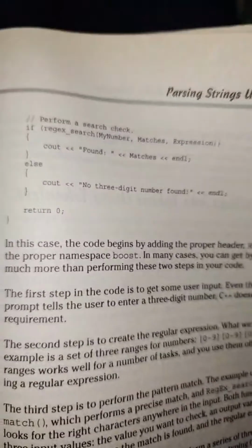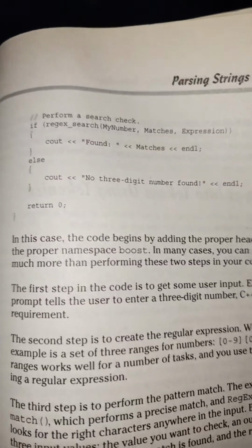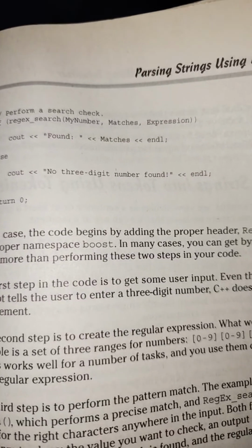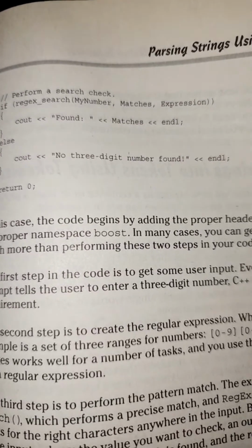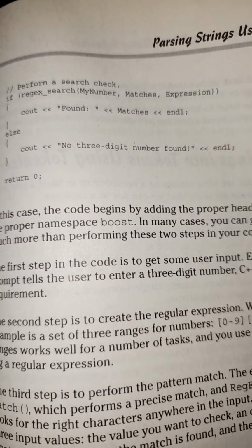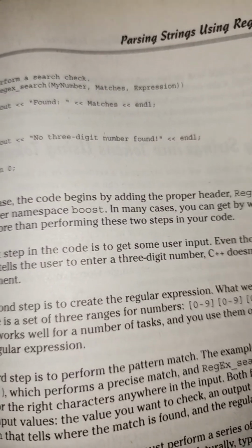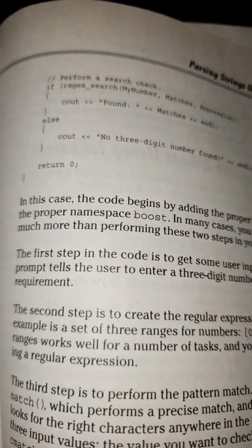Perform a search check. If regex search my number matches expression, cout found matches in line. Otherwise, cout no 3-digit number found in line. Return 0. In this case, the code begins by adding the proper heading regex.hpp and the proper namespace boost. In many cases, you can get by without doing much more than performing these two steps in your code.